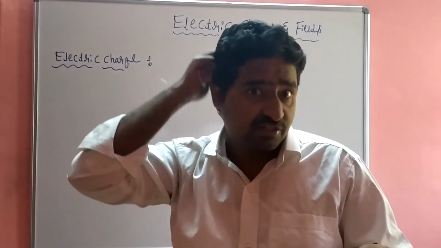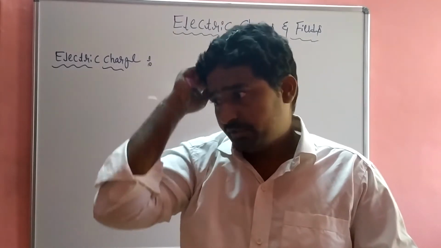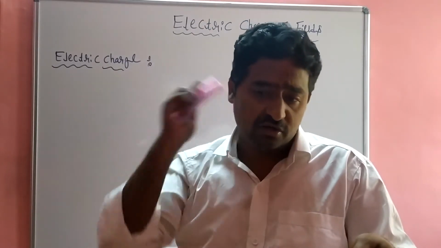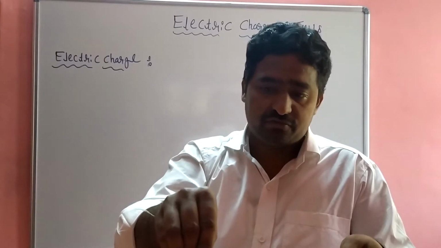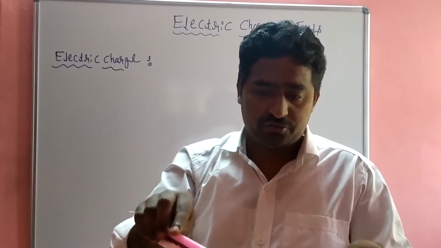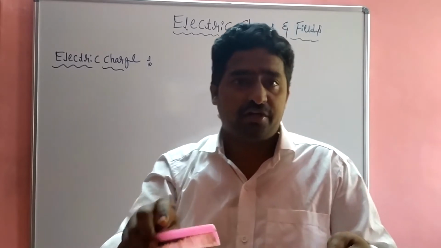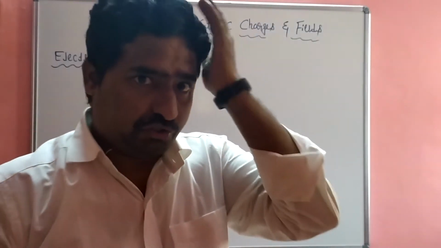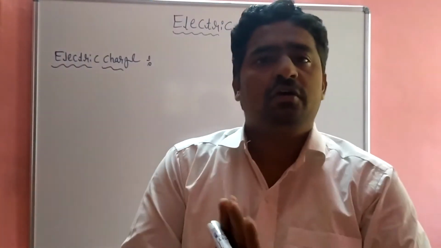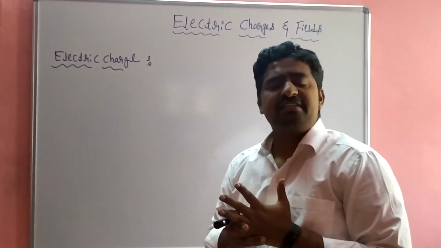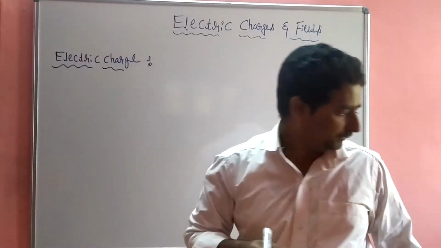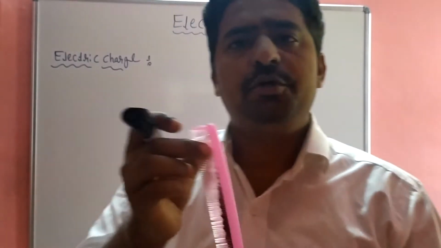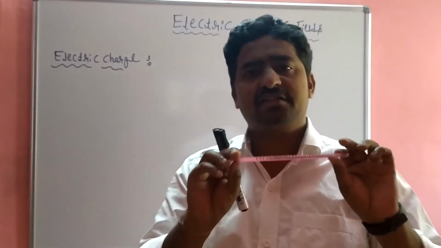Actually you need completely dry hair. So dry hair is rubbed with the plastic comb, and the comb is brought very close to the small bits of paper. These bits of paper will be attracted. Let's see. Yes, they are attracted because of the static charge. So electric charge is a property associated with matter.